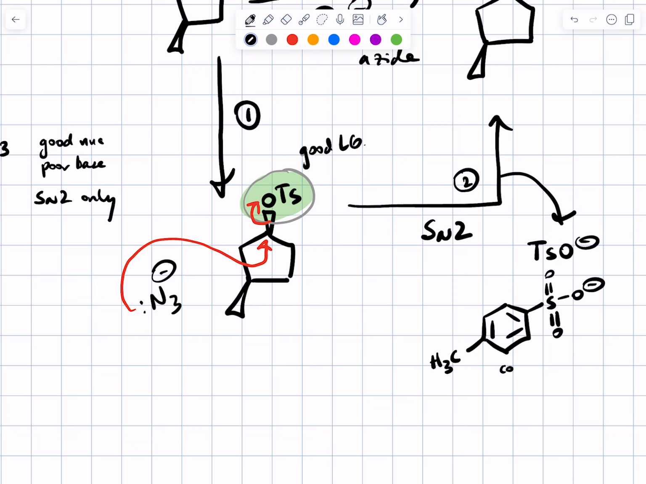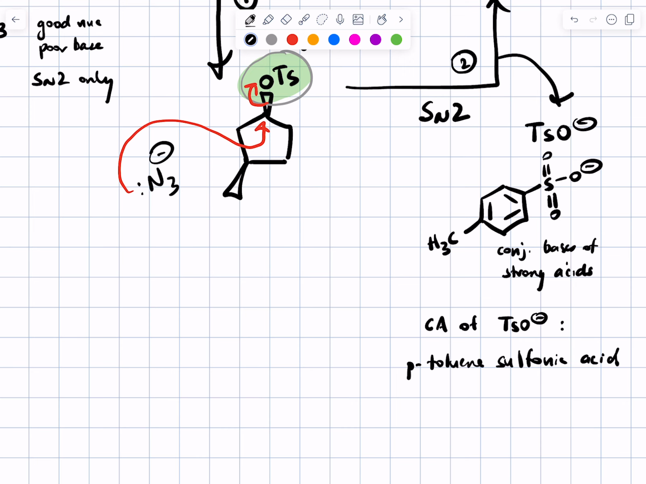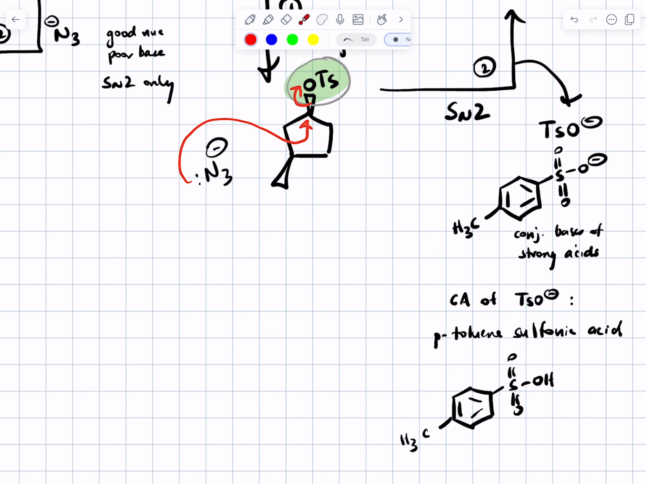Good leaving groups are conjugate bases of strong acids. So we would want to draw the conjugate acid of TsO minus, which would be para-toluenesulfonic acid, or in other words, this molecule. Now, just look at this. What does that look like? What have you seen before that looks kind of like that?